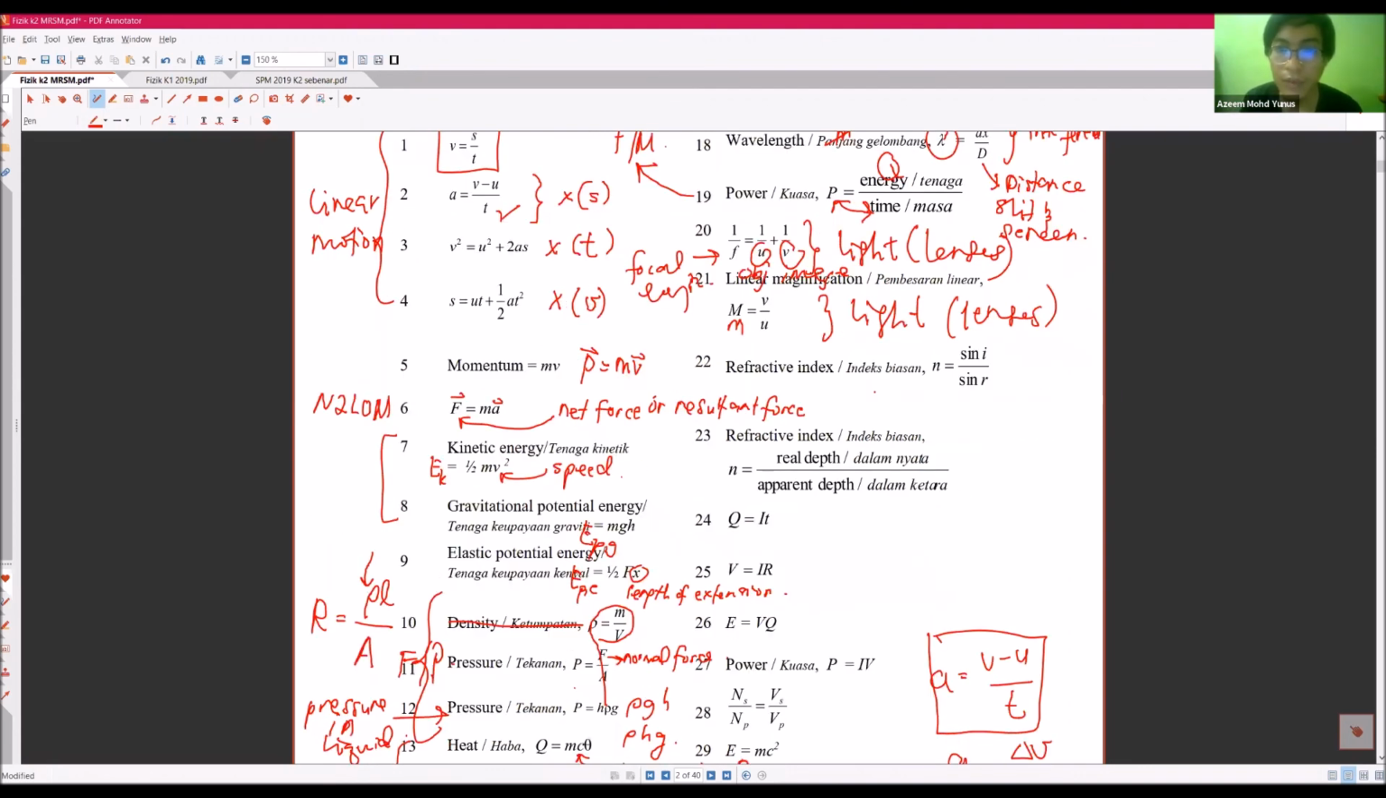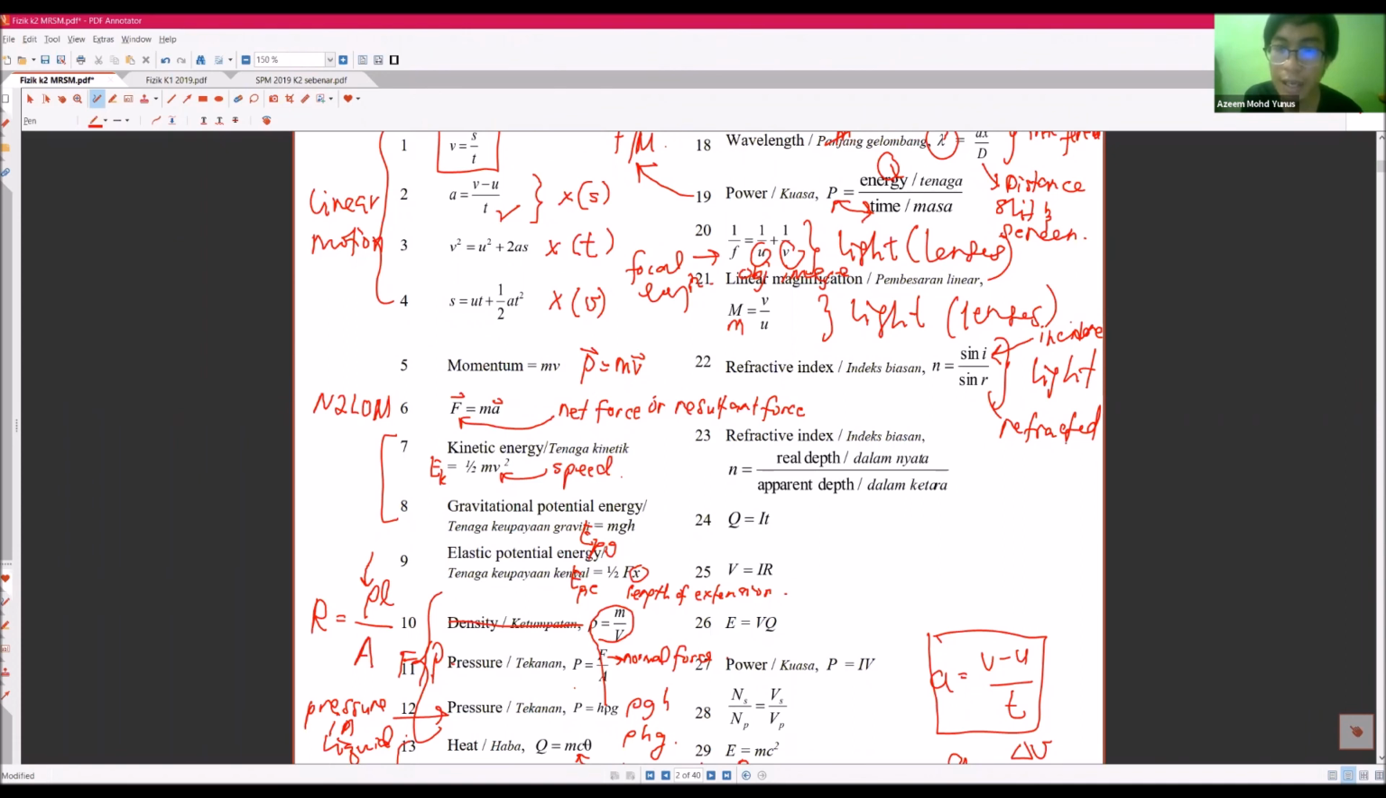Okay, number 22, refractive index. This is also light refraction. The usual formula for refractive index is sin i over sin r. So i here is for incidence angle, r is for refracted angle. But you need to be careful here. i doesn't always mean incidence angle. i always means the light coming from the vacuum or air. So make sure that you take note of that.